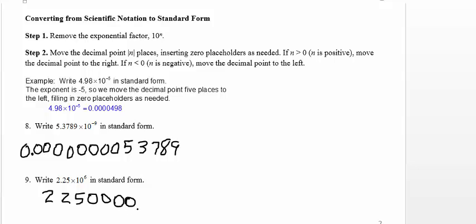Starting from the right, if I were to move 1, 2, 3, 4, 5, 6 places left, then that would be the equivalent of what I started with. So this is, and I can put in commas, this is 2,250,000.